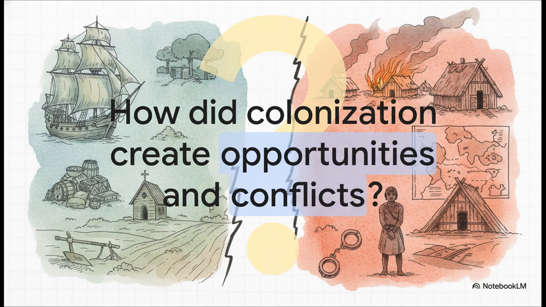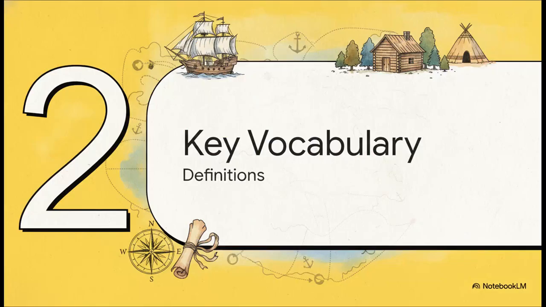For European settlers, colonization often meant a chance for new trade, religious freedom, or finally owning land. But, and this is a huge but, that exact same event represented catastrophic conflict, loss of land, and forced labor for indigenous populations and enslaved Africans. You literally cannot fully understand American history without holding both of these realities in your mind at the exact same time. Moving on to Section 2, Key Vocabulary.